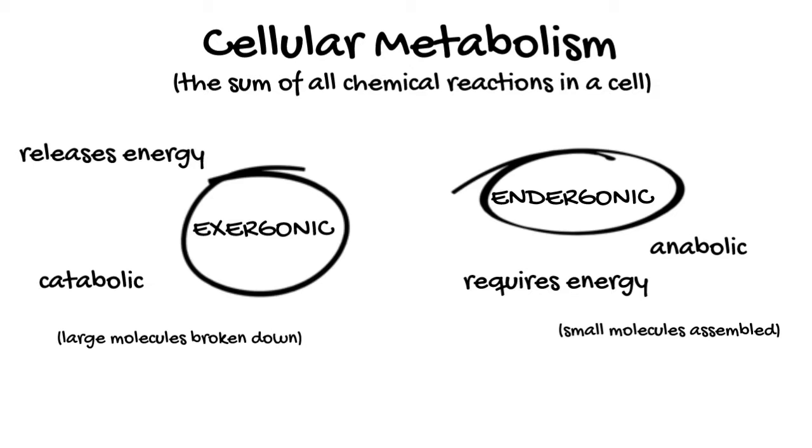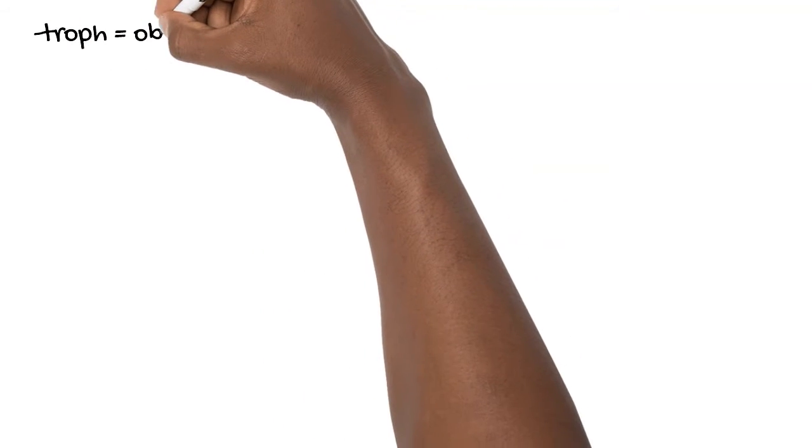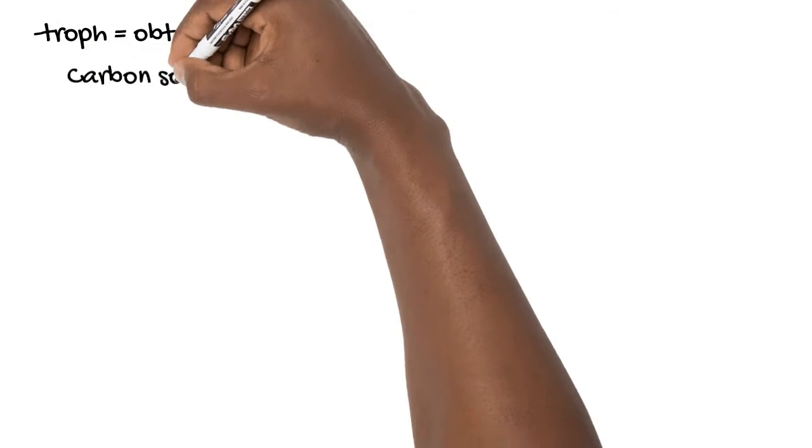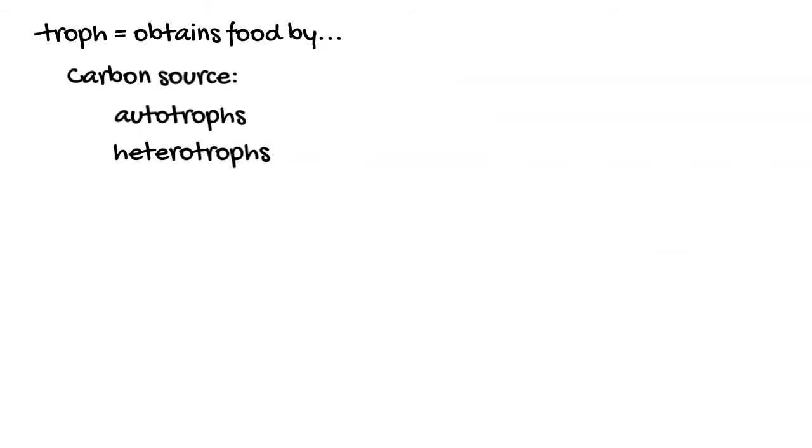But where does this carbon come from? It comes from food sources. We categorize nutrient and energy exchange by studying the trophic characteristics of organisms. Troph is from the Greek word trophos, meaning to obtain food. Organisms can be identified based on how they get their carbon. There are two types of carbon eaters, autotrophs and heterotrophs.